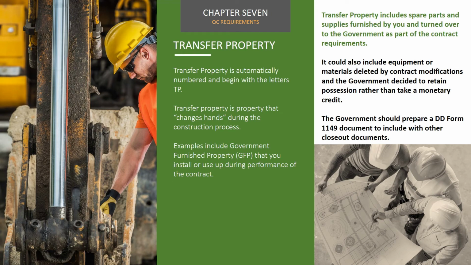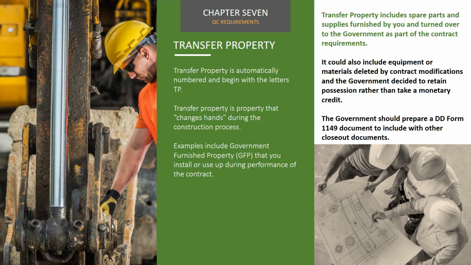Transfer property is sequentially numbered and begins with the letters TP. Transfer property is property that changes hands during the construction process. Examples include government-furnished property, GFP, that you install or use up during performance of the contract.